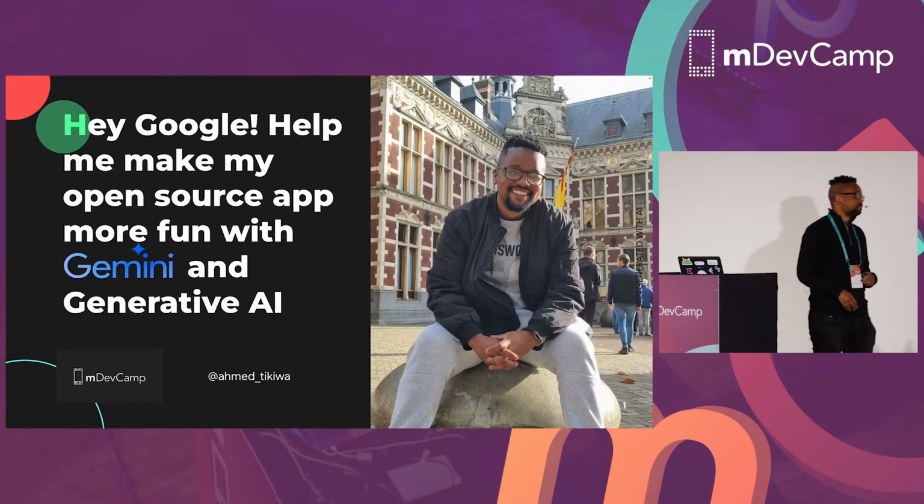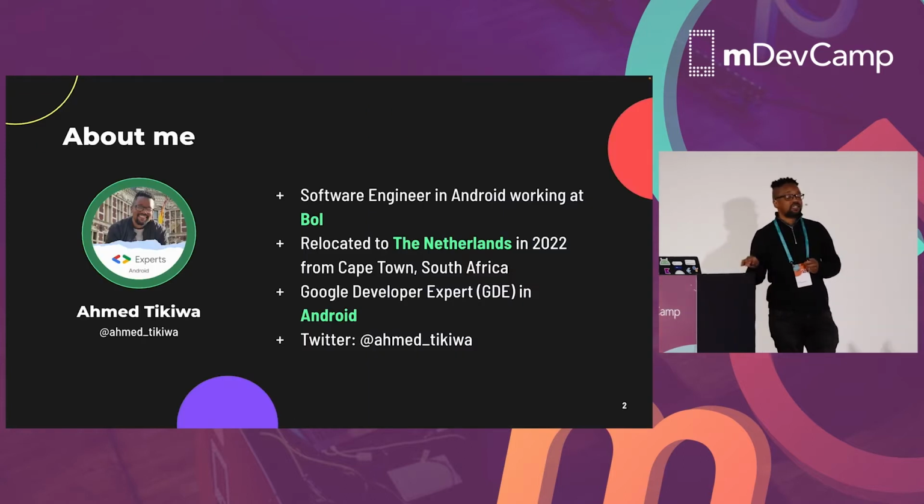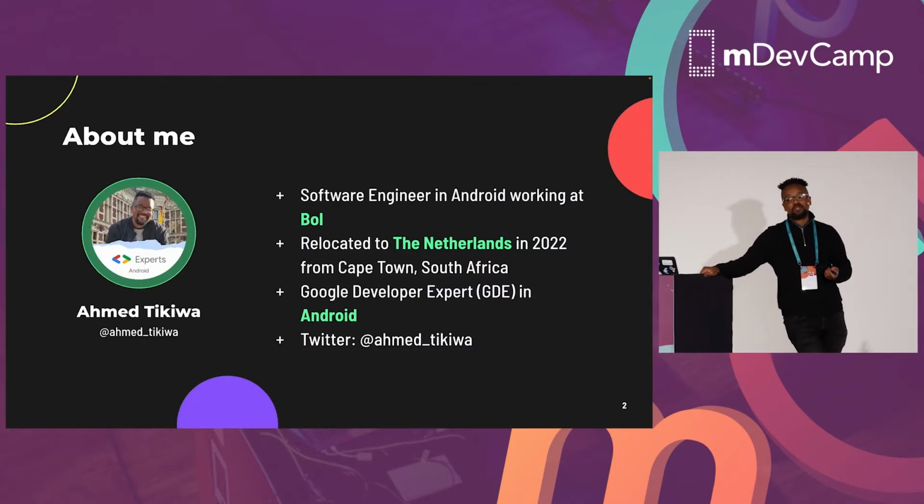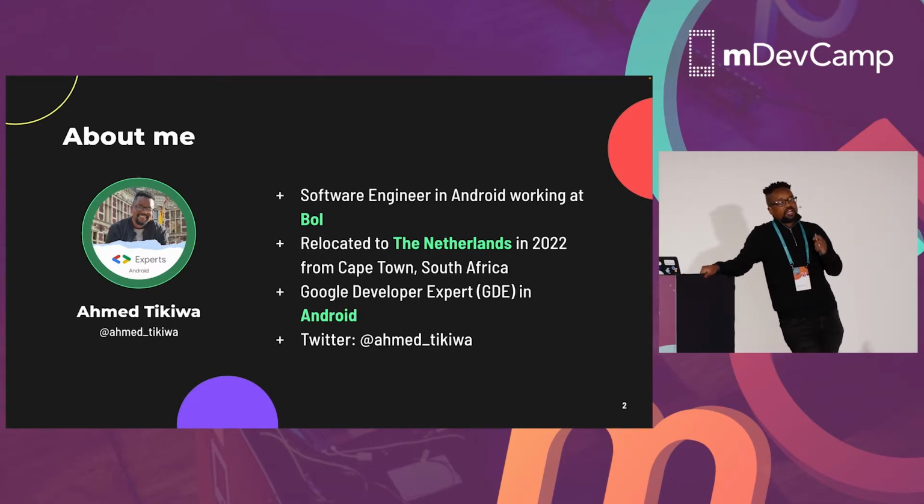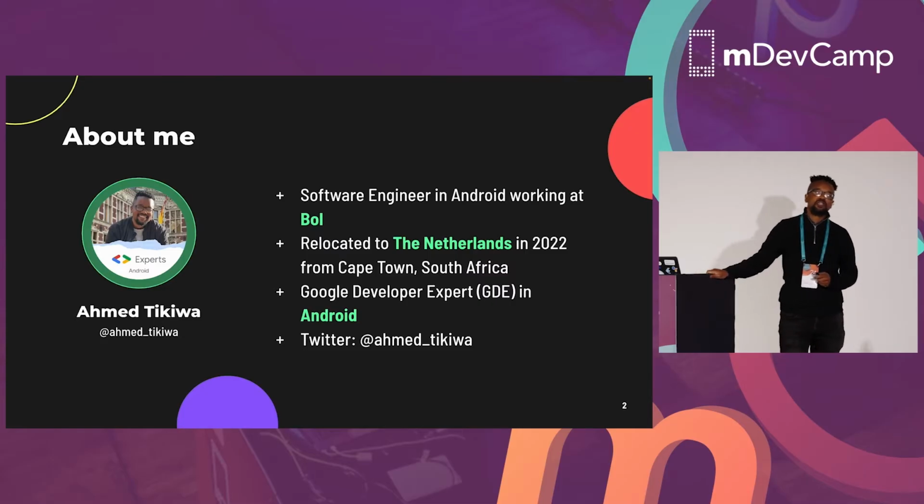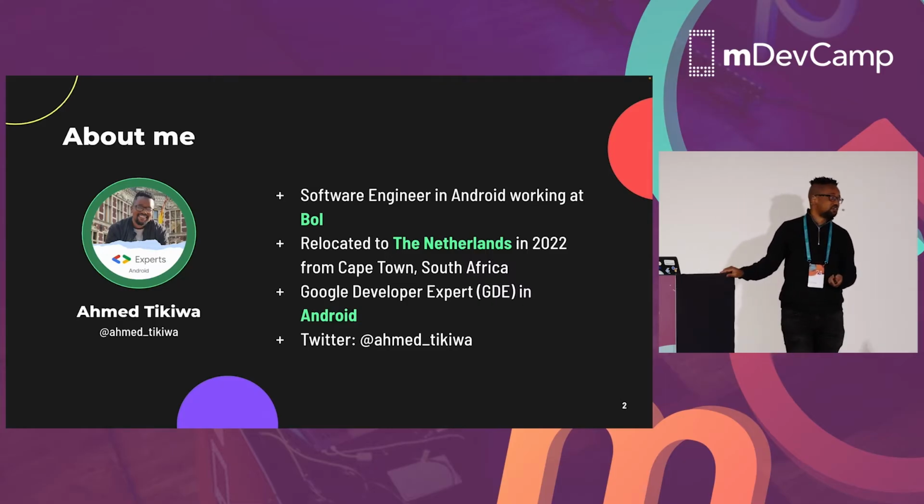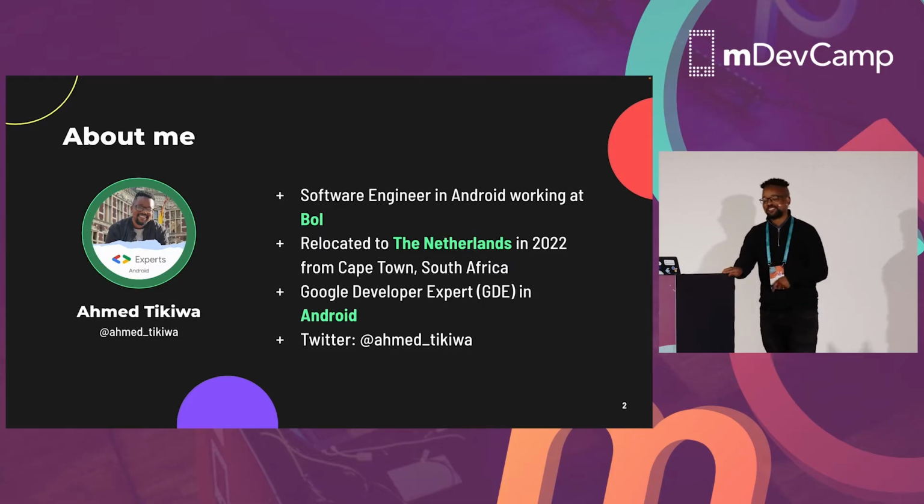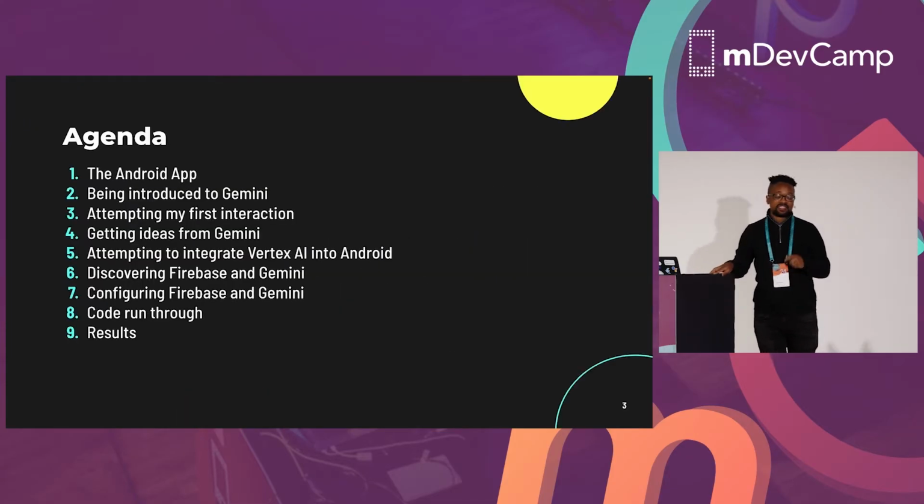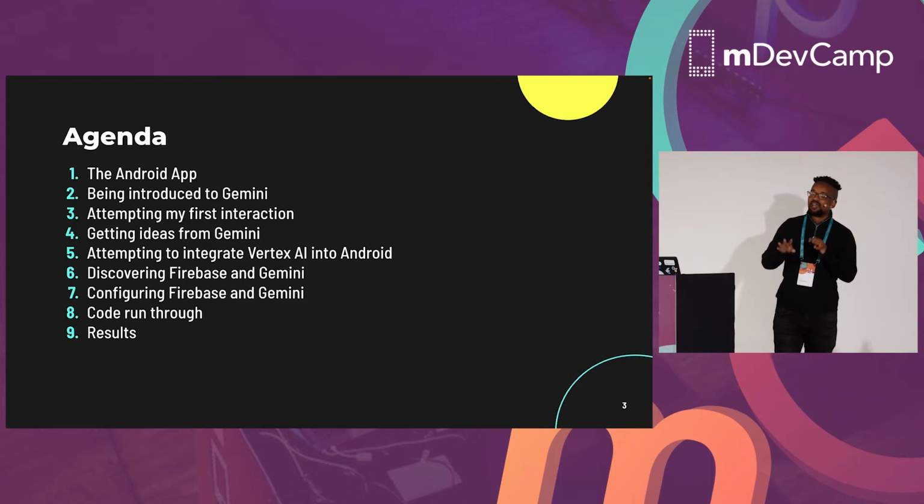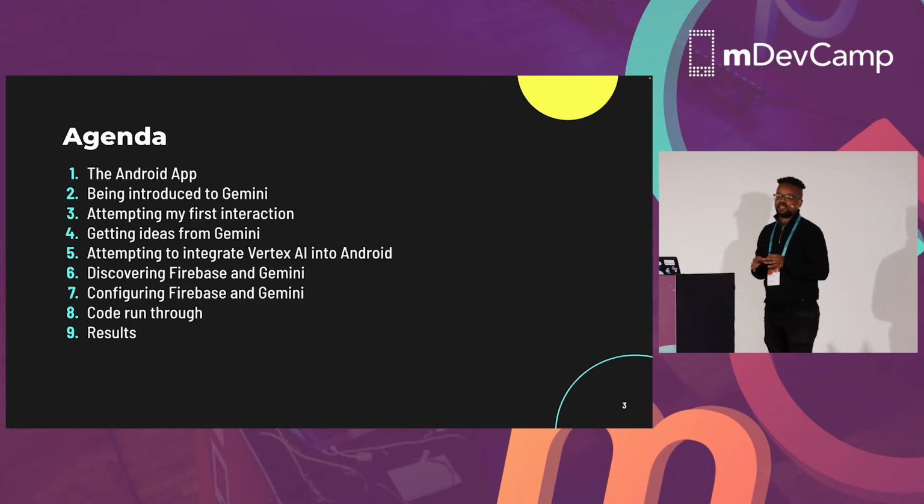Now, about me, I'm a software engineer. I work at a company called Bol. I specialize in Android. I relocated to the Netherlands. I used to stay in South Africa, particularly in Cape Town. That's where I used to stay for quite a while. I'm a Google developer expert in Android. On Twitter, or X as it's called now, you can find me at Ahmed underscore Tikiwa.